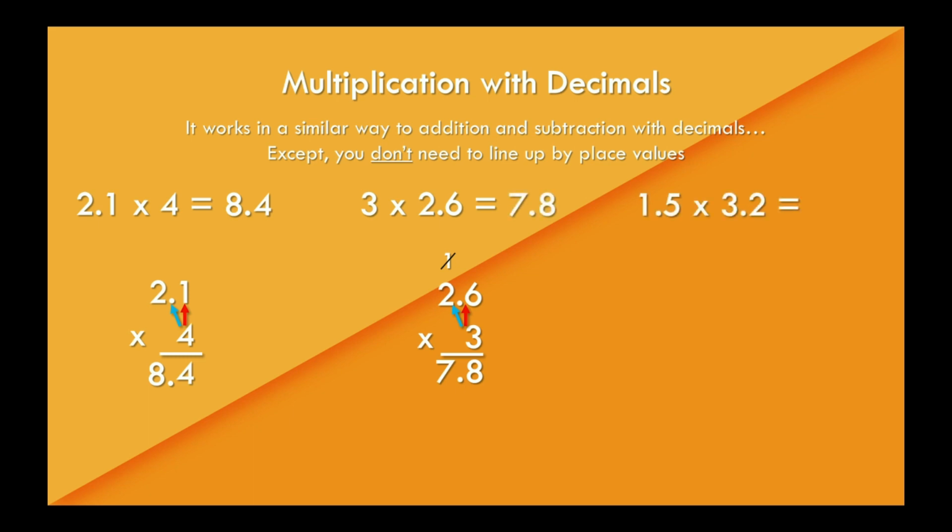The last question has two decimal places, the 5 in 1.5 and the 2 in 3.2.